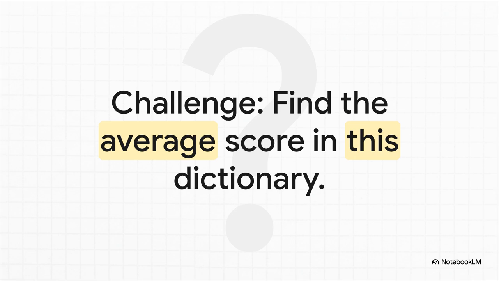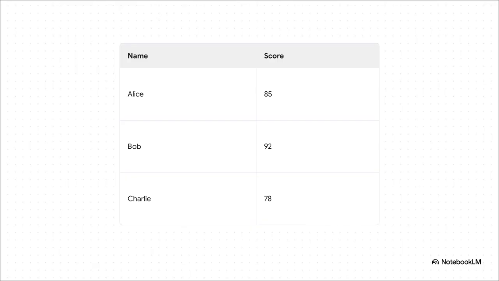Think about it. Which method would be the cleanest, the most efficient way to get the job done? And here's our data set, just a simple dictionary of student scores. The names are the keys and their scores are the values. Our only goal is to find the average of 85, 92, and 78. For this calculation, we don't need the names at all, right? We just need those numbers.